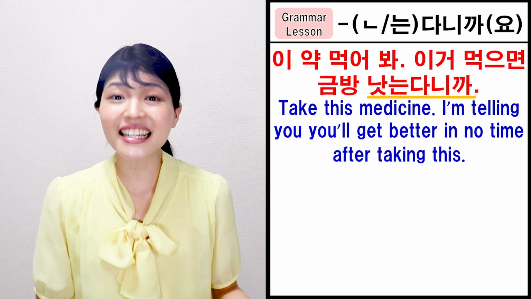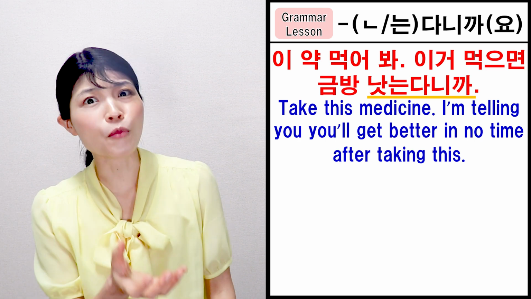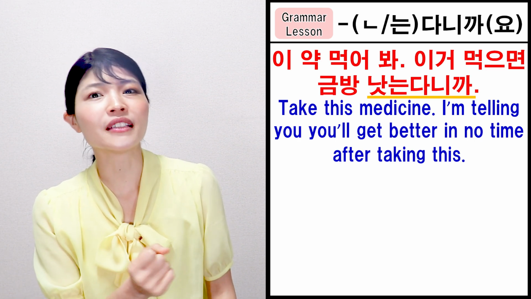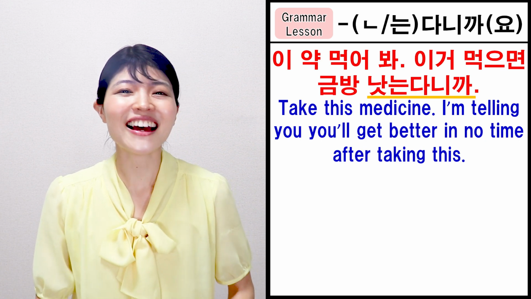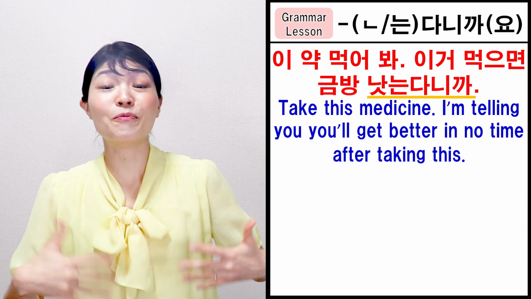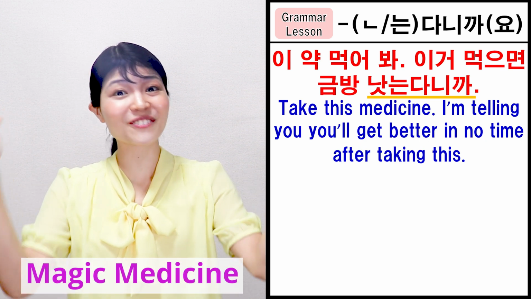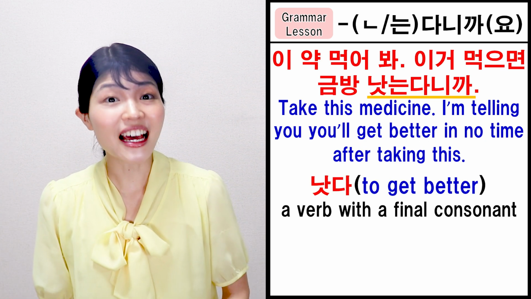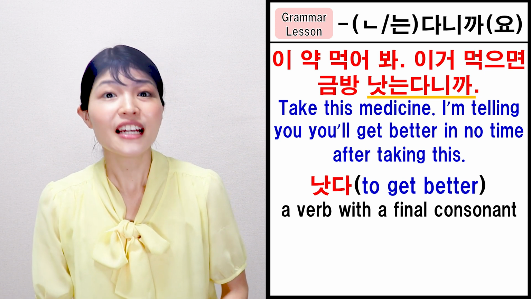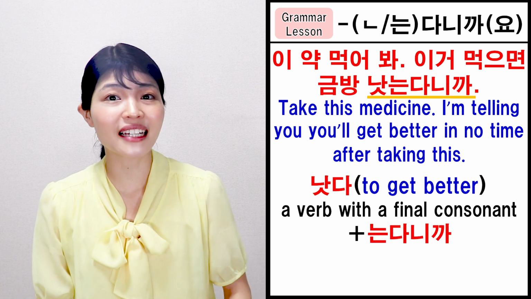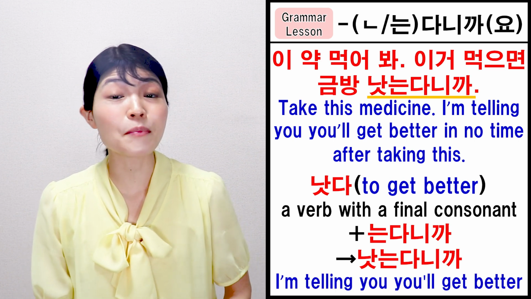Okay, now let's see how a speaker emphasizes his opinion. 이 약 먹어봐. 이거 먹으면 금방 낫는다니까. Take this medicine. I'm telling you, you'll get better in no time after taking this. It is like a magic medicine, isn't it? Here, 낫다, to get better, is a verb with a final consonant. So you attach 는다니까 to make 낫는다니까. I'm telling you, you'll get better.